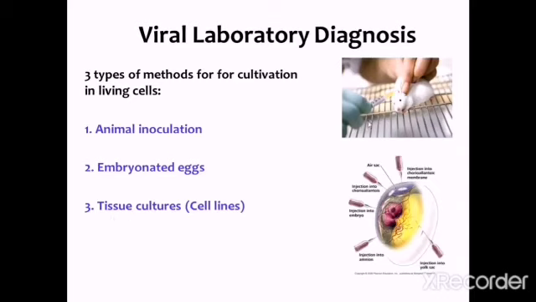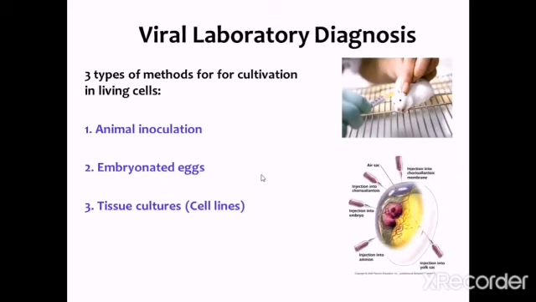Animal inoculation, for example, mice, guinea pigs, monkeys, rabbits, etc. And the route of inoculation can be intracerebral, intraperitoneal, intranasal, subcutaneous, etc. The animals are used for primary isolation of viruses which do not grow in embryonated eggs and tissue cultures, to study the immune response, and to study the pathogenesis of viral diseases.